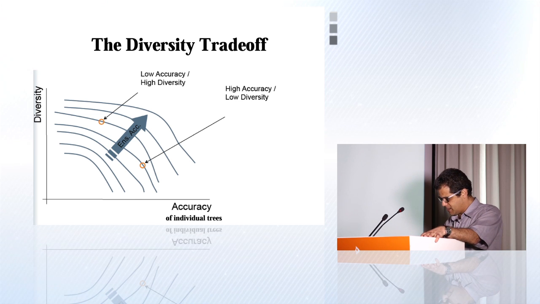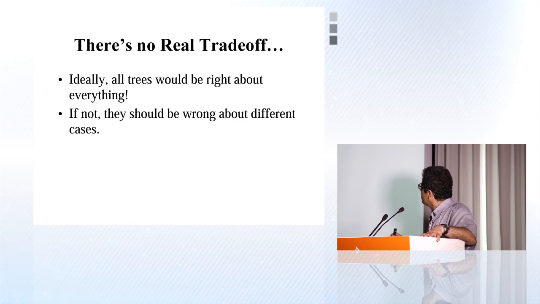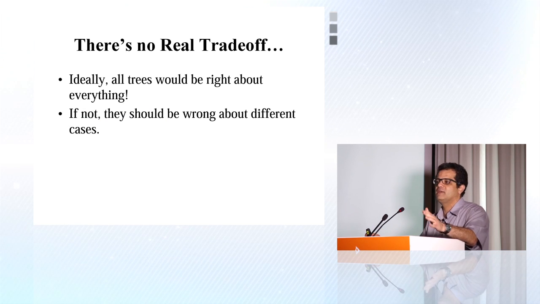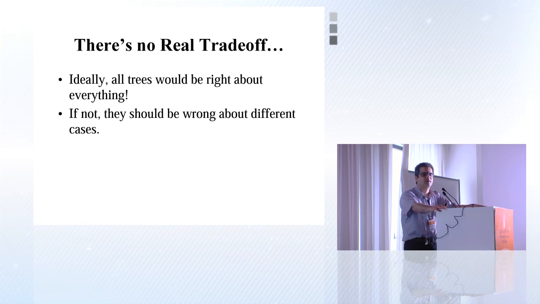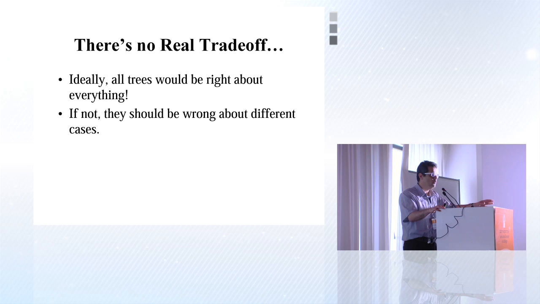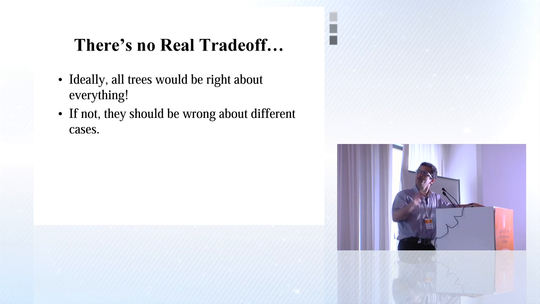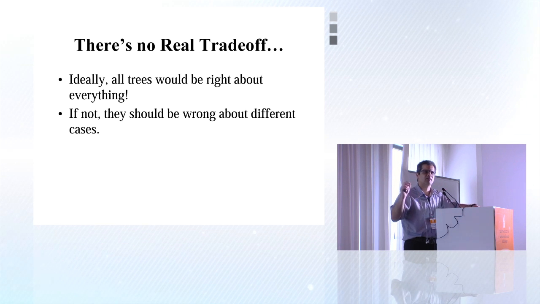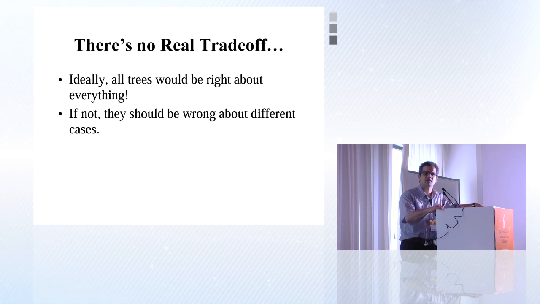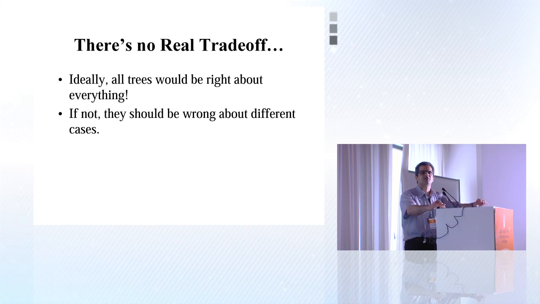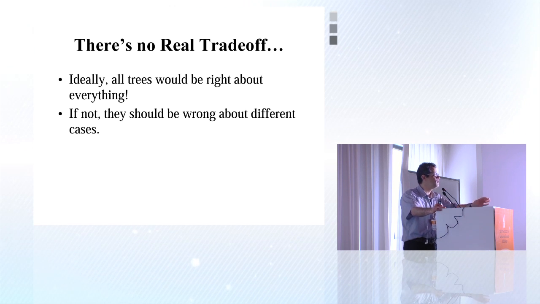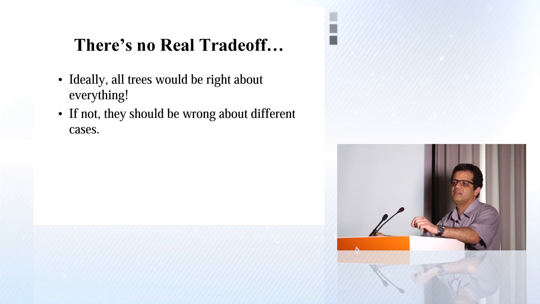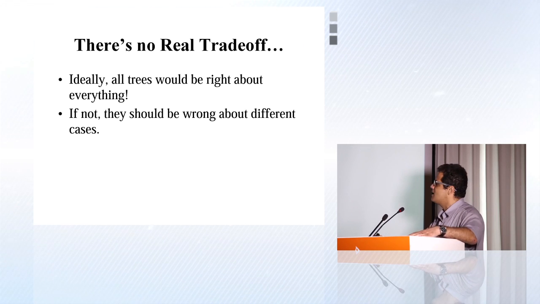But I must say that my conclusion is the following. Ideally, all trees should be accurate, meaning they will provide the correct classification for all instances. But if they are not, we simply should ask them to be wrong on different cases. So the diversity is only about the cases that are misclassified instances. Practically, if I have a decision forest of 100 trees, all of them can be 99% correct, but still can be diverse in the way they misclassify the last 1%.